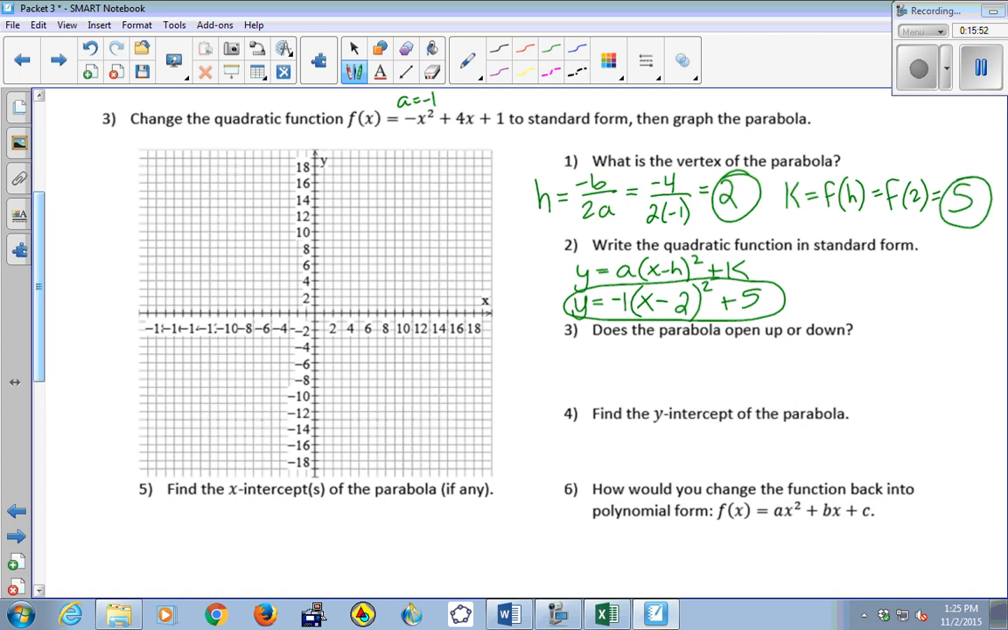Does this parabola open up or down? Down, because a is -1. Find the y-intercept. In general, to find y-intercepts, you plug 0 in for x. And I could use my original function or my standard form. It'll give me the same thing because they are equivalent. So if I plug a 0 into my original here, I get 1.